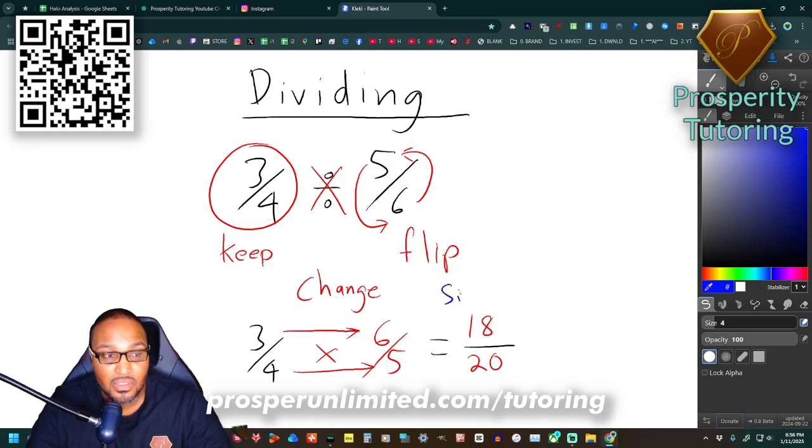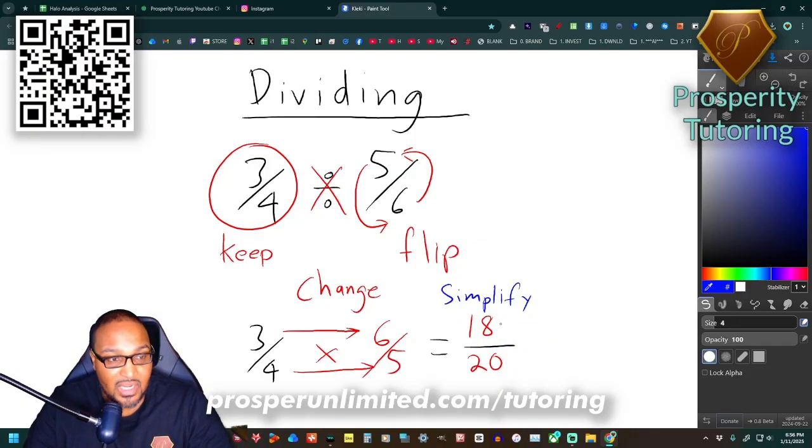We need to simplify. And in order to simplify, we need to find the greatest common factor between 18 and 20. Well, 18 can multiply to get 18. 18 times 1 is 18. But 18 does not multiply into 20. So 18 is not the greatest common factor. So for the sake of time, the greatest common factor between 18 and 20 is 2.